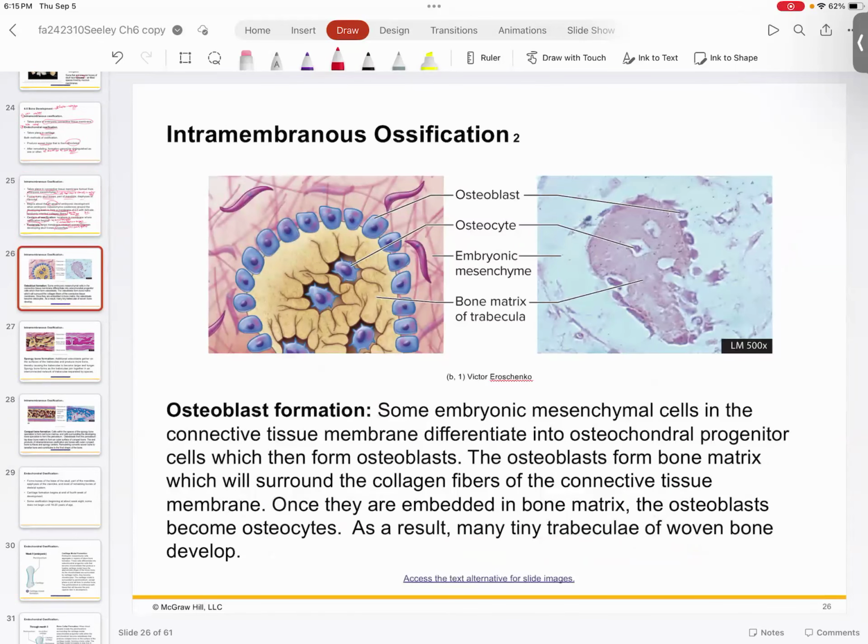Okay. So what I'll do next time is I'm going to start with taking a look at some of the histology of intramembranous ossification, and then we'll kind of start moving through our ossification patterns as we go. Okay.